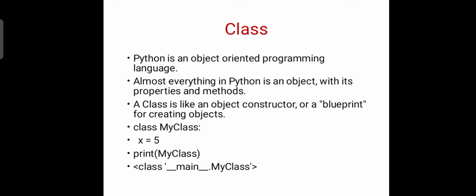Now let's see about object-oriented programming. So it contains class, object and function. That's it. Almost everything in Python is an object with its properties and methods. A class is like an object constructor or a blueprint for creating the objects.